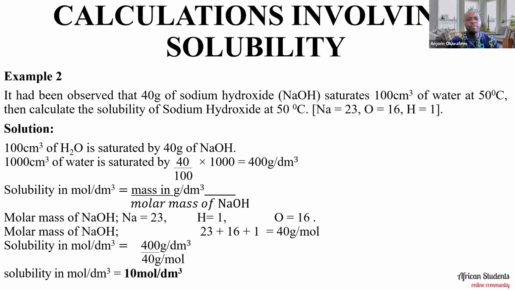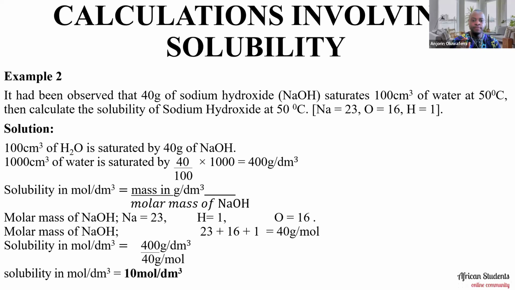Now, I want to bring this also back to dm cube. So we now say, what with 1000 cm cube, because 1000 cm cube is equivalent to 1 dm cube. What mass will 1000 cm cube of water be able to saturate? So we have that as 40 divided by 100 times 1000, which equals 400 gram per dm cube.